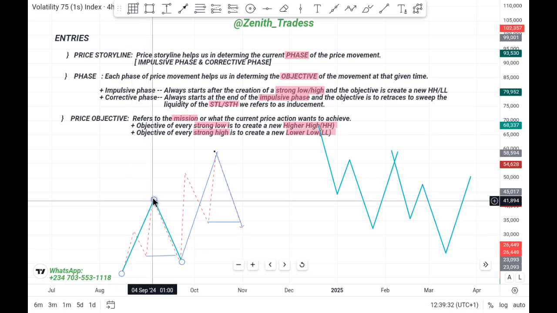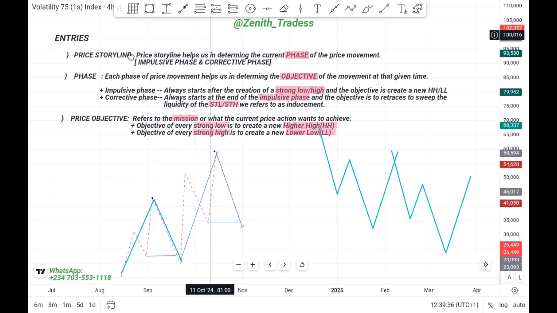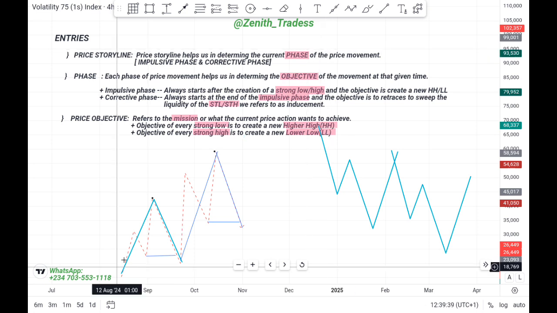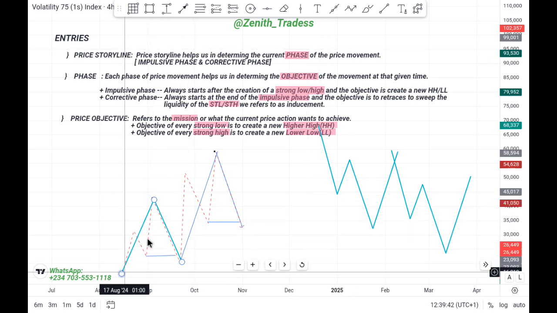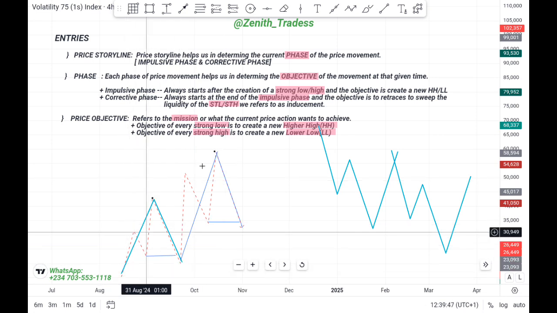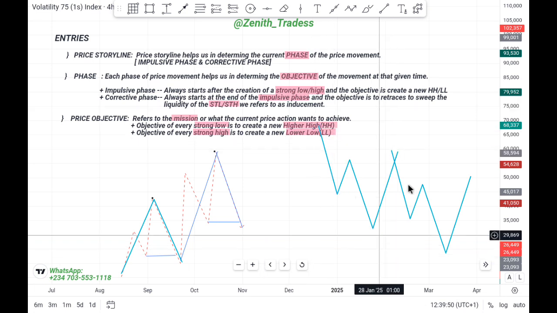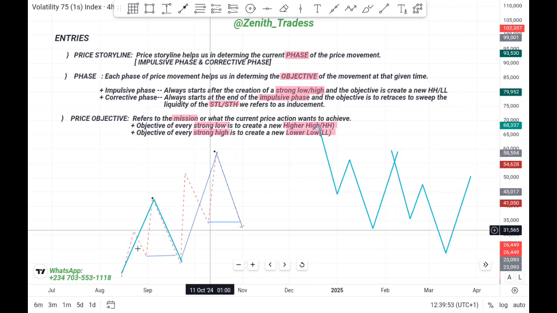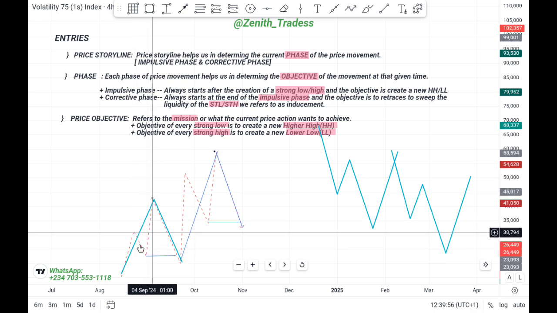This is a corrective, this is an impulsive move, a corrective move. So the storyline helps us to determine the phase. Impulsive phase, corrective phase. We now know the two phases that price always exhibits when moving, either bullish or bearish. Impulsive, corrective. For bearish scenario, impulsive, corrective. Impulsive, corrective. Know that an impulsive move does have a pullback. An impulsive move does create a minor high and low.